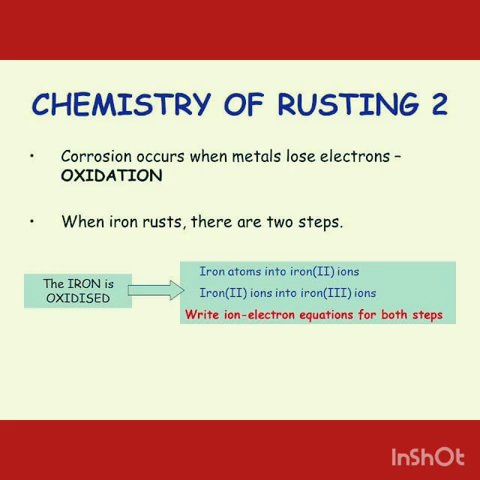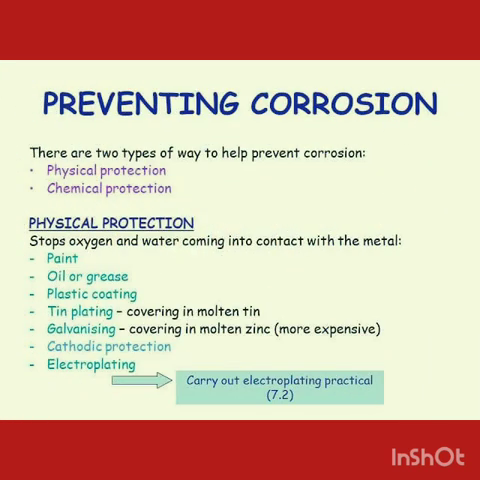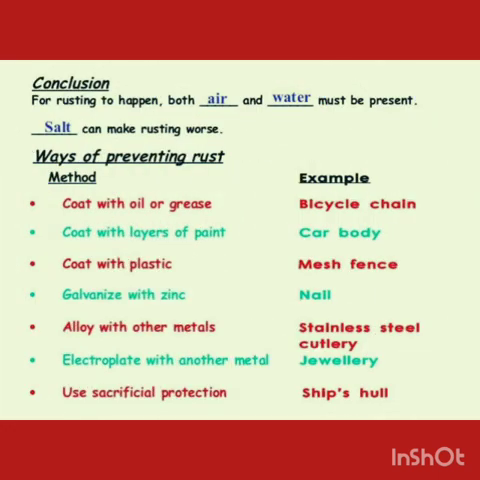As you can see on your screen, when a bridge comes in contact with air and water, it gets rusted, that is, changes into reddish brown color. So in order to prevent the iron from getting rusted, the following preventions are used, like coating metal with oil or grease, coating with a layer of paint or plastic, electroplating with other metal, galvanizing with zinc.